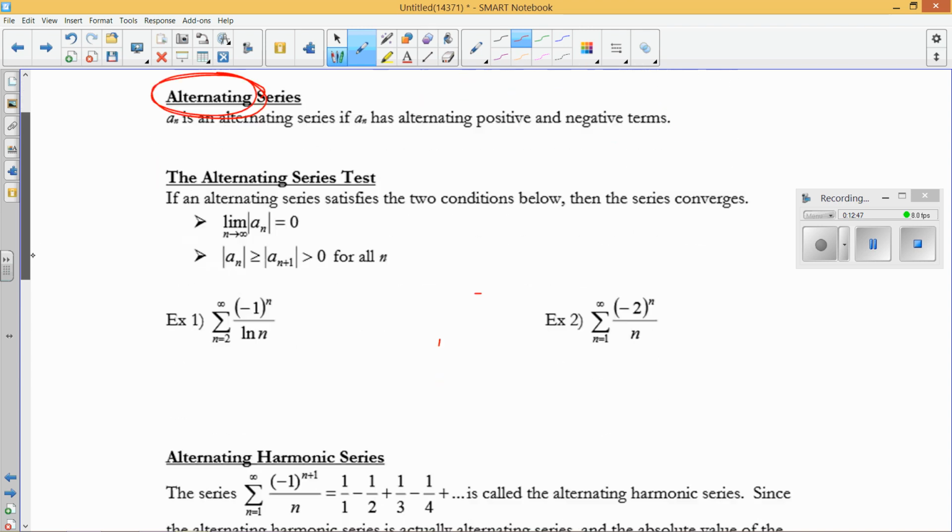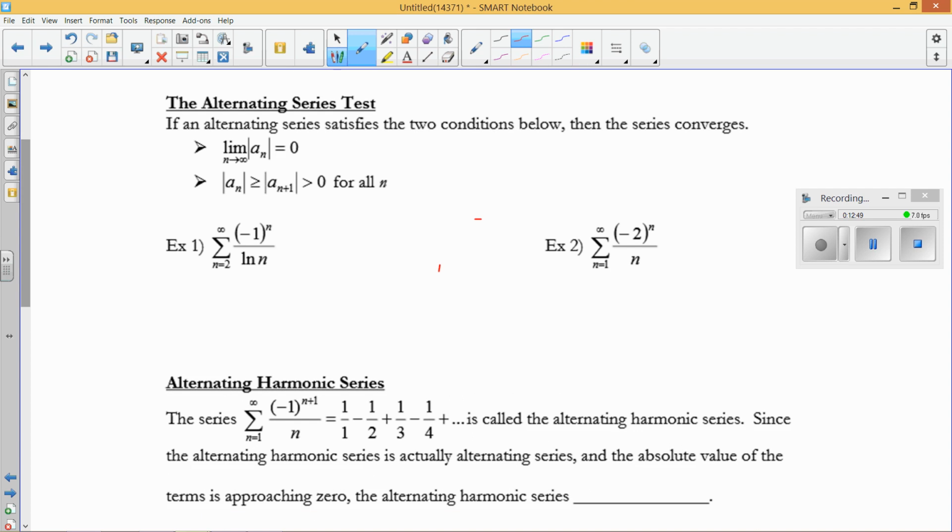Here's the awesome thing about alternating series. There is one test for alternating series. It's the alternating series test. If you know that you have an alternating series and it satisfies the two conditions below, then the series converges.